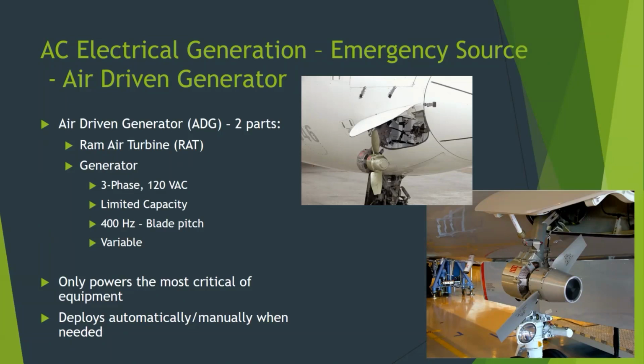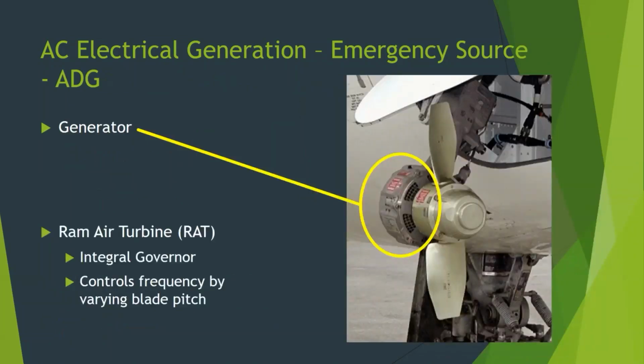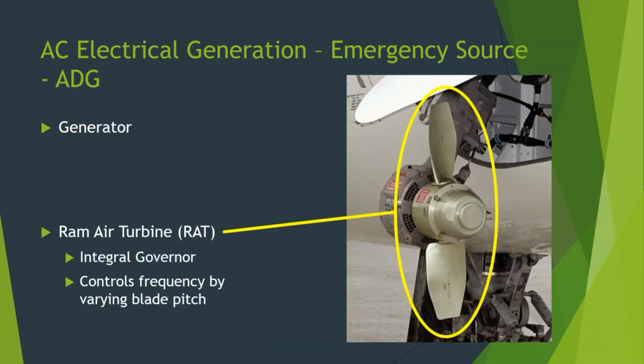So looking at them in more detail, here is a little bit closer ADG, air-driven generator, and first off circling the generator in the back half there. It's mounted to a strut that comes out of the side of the airplane. It is air-cooled. There's vents on the front which are air-cooled, and then it's coupled to the ram air turbine, which is the forward part.